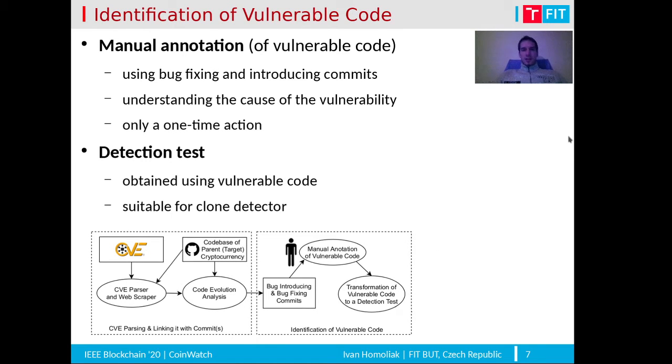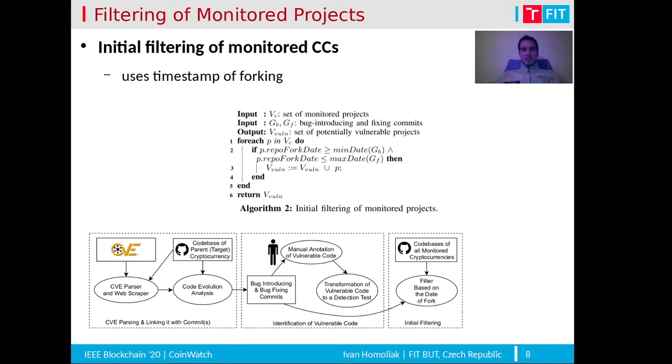These are used in the next step, where they are manually annotated. However, this step requires understanding of the cause of the vulnerability. Therefore, it is non-trivial and it must be done manually. On the other hand, it's just a one-time action, and it should be done only once per vulnerability. The result of this step is a detection test, which is obtained from the annotated vulnerable code, and this kind of detection test is suitable for the clone detector, which will be used in the next step.